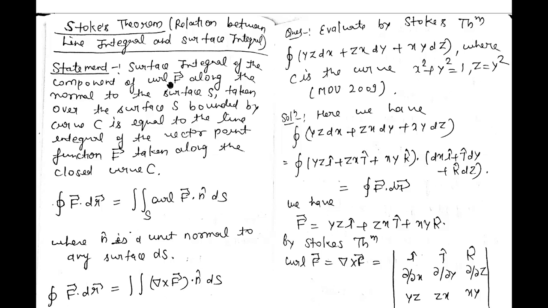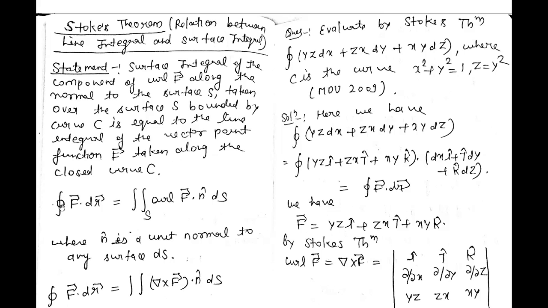That means curl of f vector along the normal to the surface. So you will calculate curl of f vector along the surface, right? And over the surface S bounded by the curve C, you will calculate for the bounded region, along the curve C, whatever curve is given in your question. So you will calculate your surface for the given curve, right?